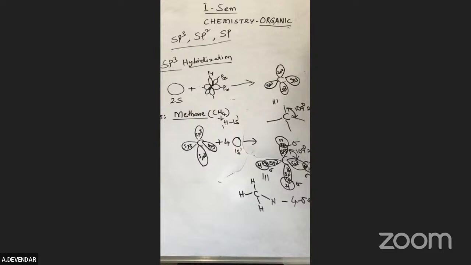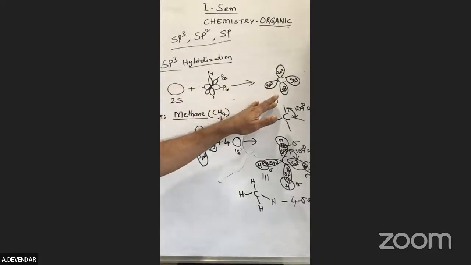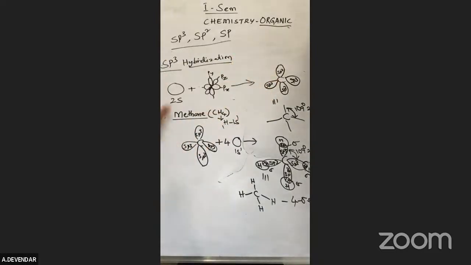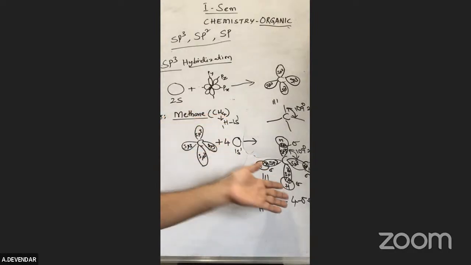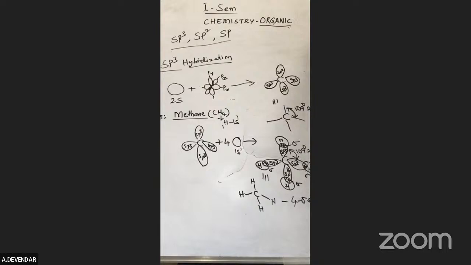This is hybridization. Now we'll go to the next one. This is about sp3. Simple: one spherical shape, three dumbbell shape. We're getting four hybrid orbitals. Those four hybrid orbitals overlap with the four hydrogens, and you're getting the methane molecule. This is the example. Now we'll go to the sp2 hybridization. My job is very simple now.